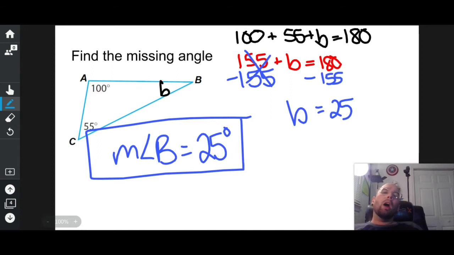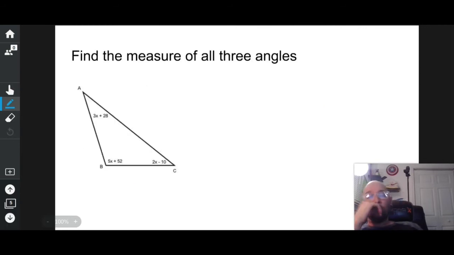Okay? Again, looking up here, you were like, couldn't I just say 180 minus 55 minus 100? Yes, but what I want to show is that this angle plus this angle plus this angle equals 180. Why do I want to show that? Well, for problems like this guy right here, find the measure of all three angles. It's not as simple as saying 180 minus this minus that. I have a lot more to do here.